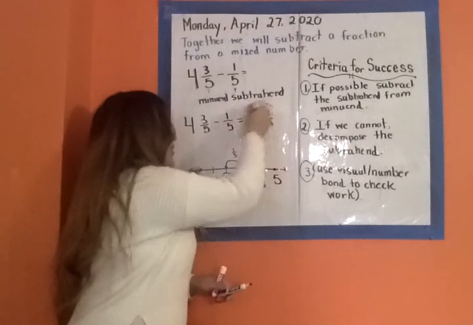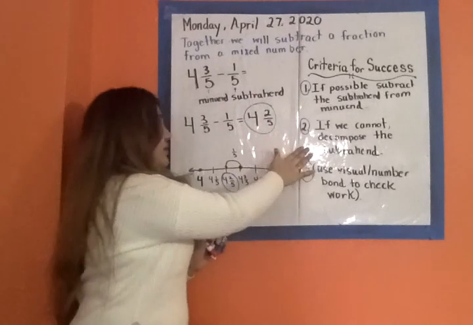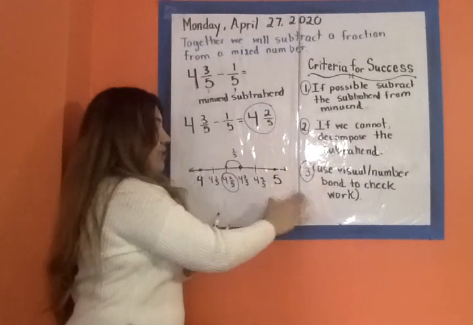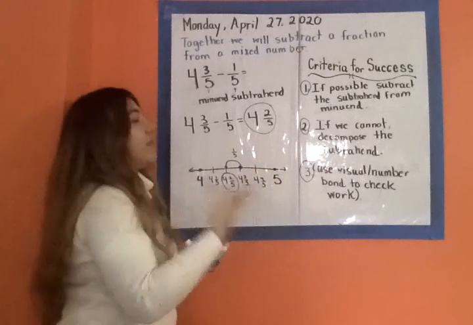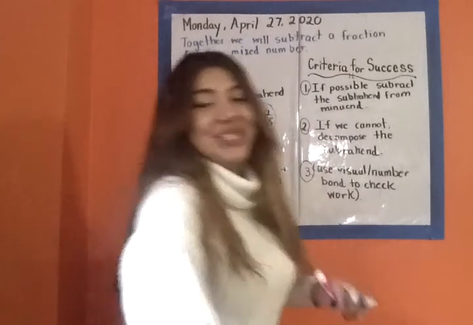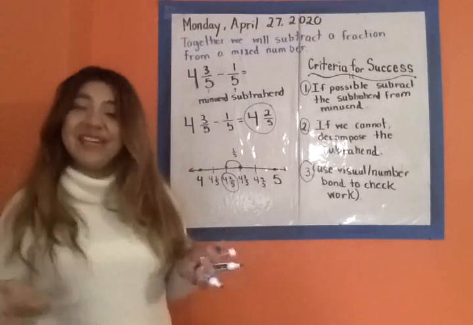Okay, and so this is an example, again, where we did not have to decompose the subtrahend any further. And we did use a number line to check our work and represent our work. All right, so stay tuned because I do want to show you another problem that is a little bit more challenging.